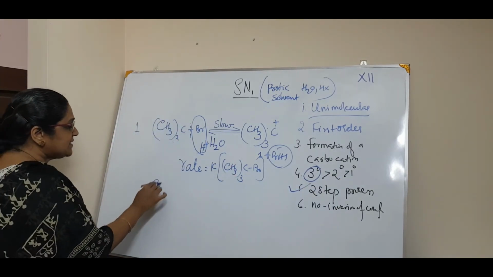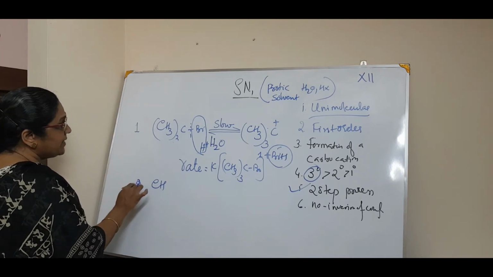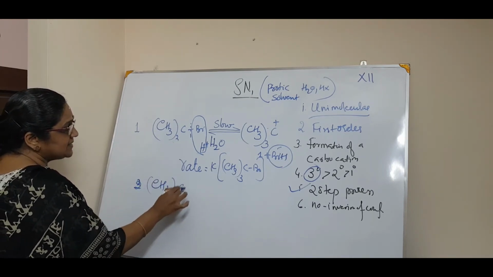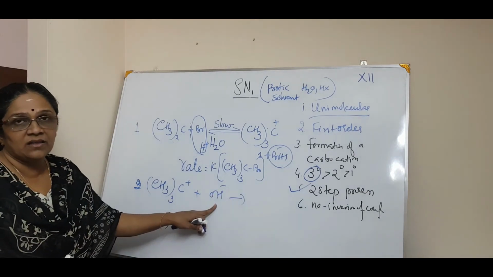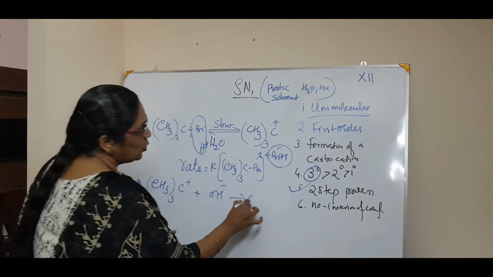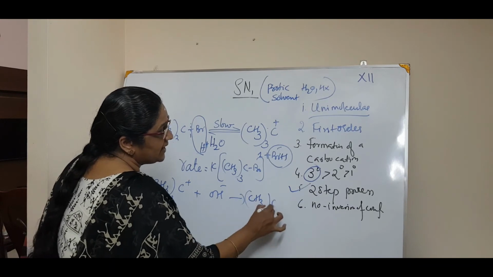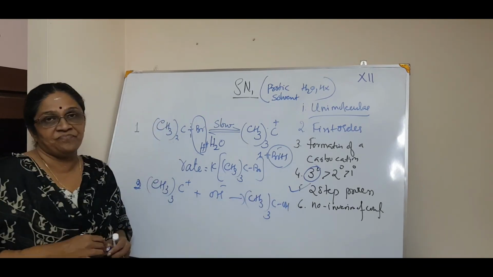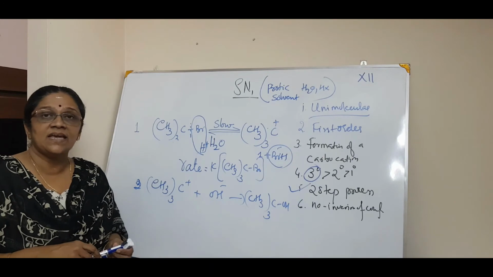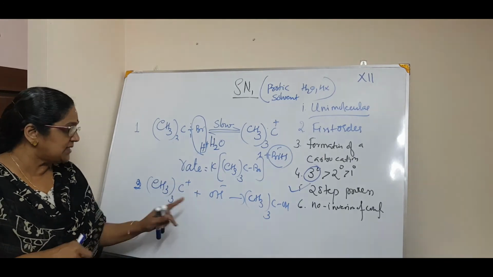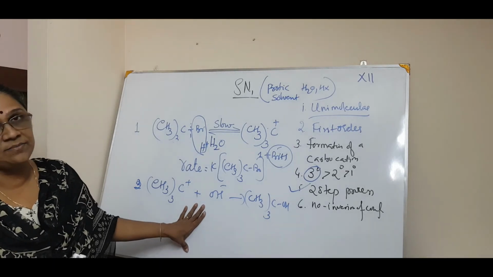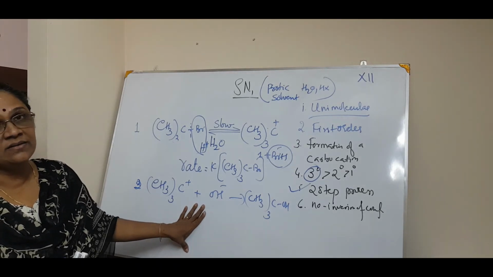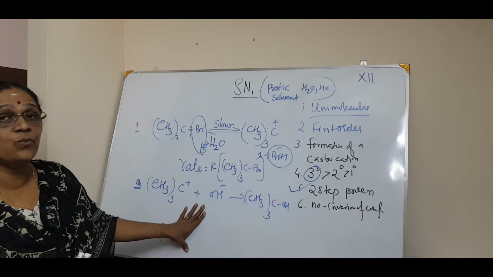The second step is the nucleophile attacking (CH3)3C+. Whatever the nucleophile, with OH minus you will get (CH3)3COH. See? (CH3)3COH. Okay, so this is how you will have the SN1 mechanism. Got it? This is how you will get the SN1 mechanism.